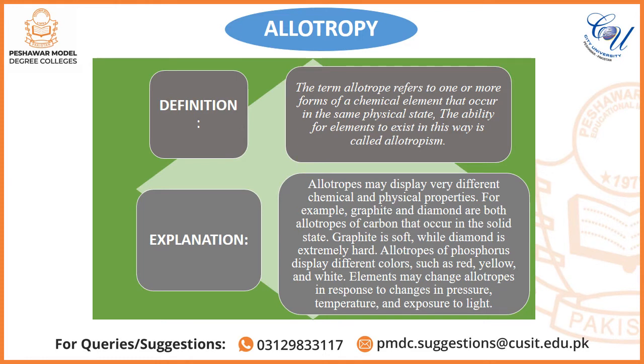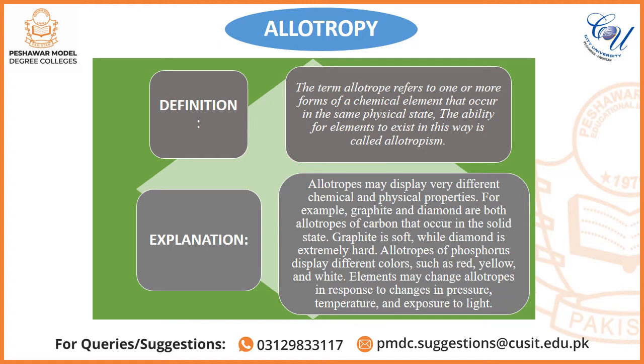Allotropy. The term allotropy refers to one or more forms of a chemical element that occur in the same physical state. The ability for elements to exist in this way is called allotropism. Or we can also define it as the occurrence of an element in different forms is called allotropy. These various physical forms are called allotropes or allotropic forms.